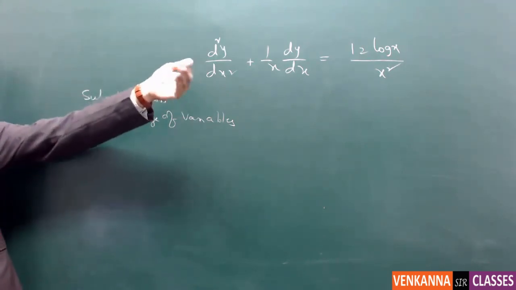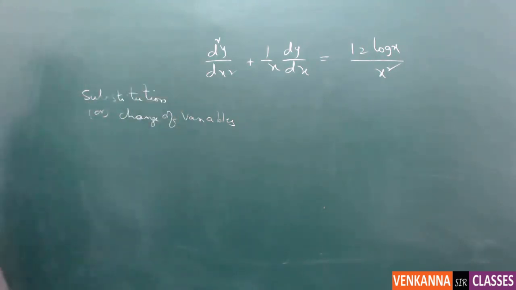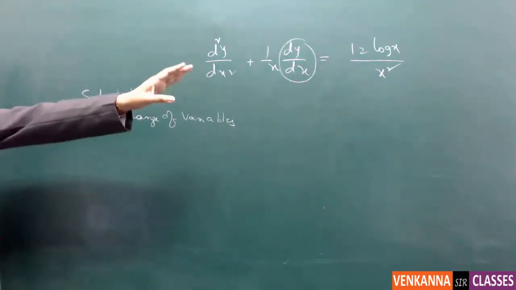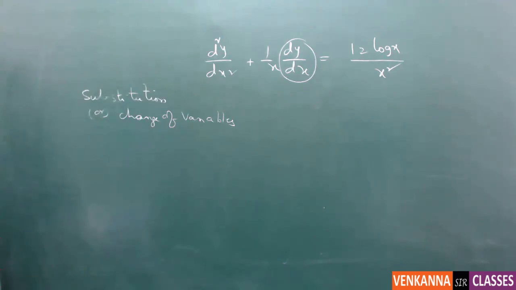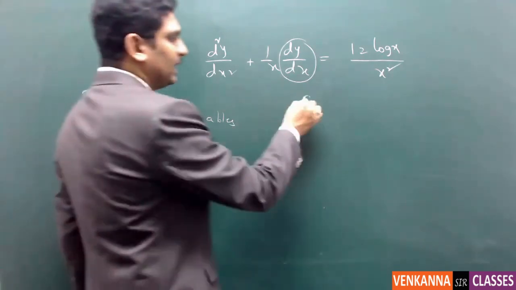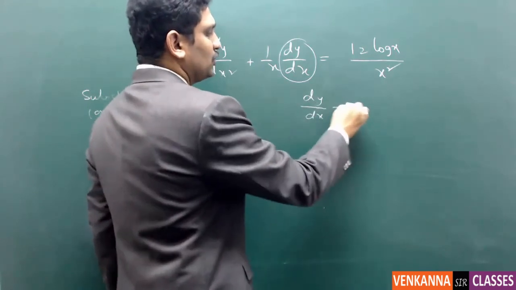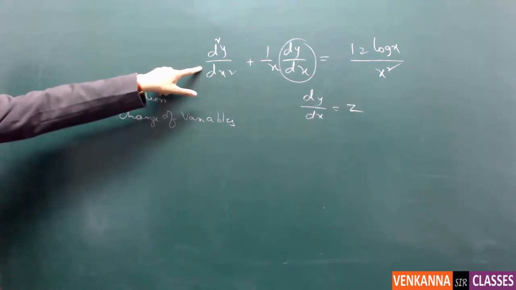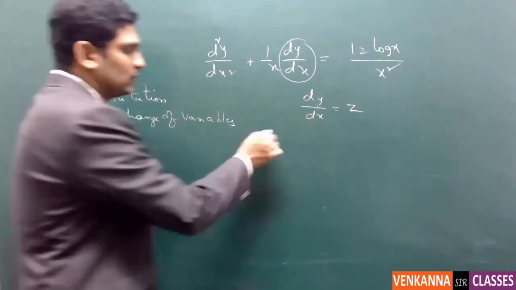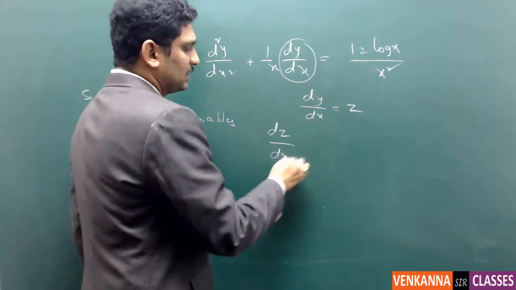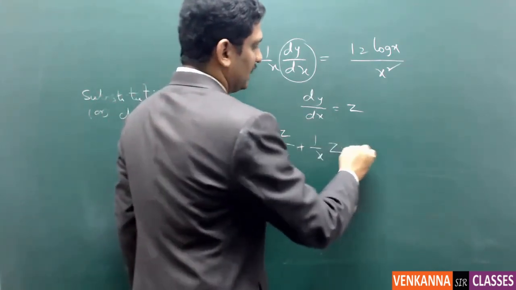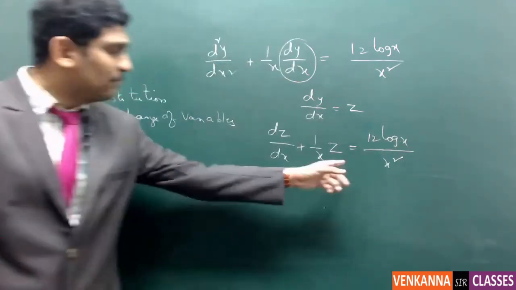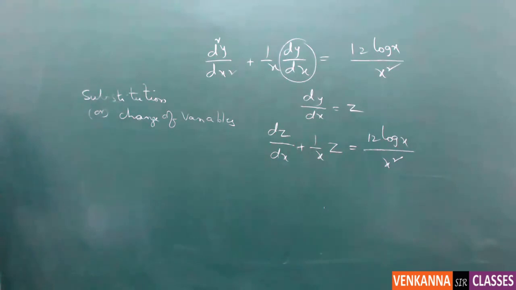some equations are solvable by substituting the derivative as some z. So what I am saying, I take that dy by dx is equal to z. So this thing is nothing but dz by dx. So dz by dx plus 1 by x into z is equal to 12 log x by x square. It will come under the linear category. Please observe that.